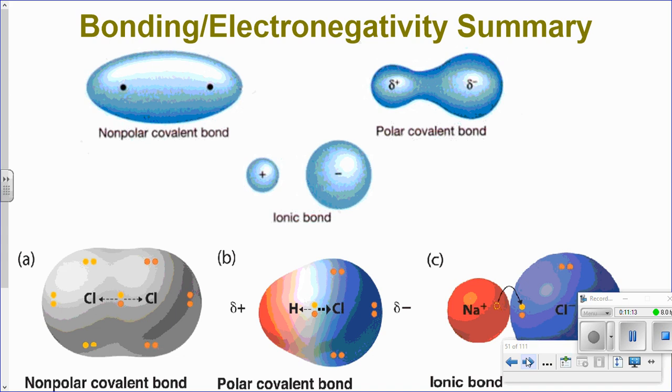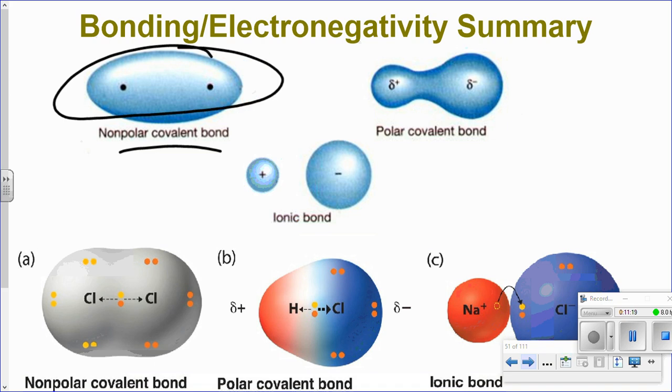So here's a nice breakdown of everything. Notice right here we have our nonpolar covalent bond. This is the electron cloud. It's very evenly distributed. This is a polar covalent bond. It looks like the electrons like to be around here more than around here, making this side slightly negative and this side, of course, slightly positive.